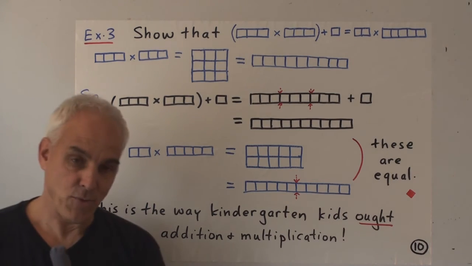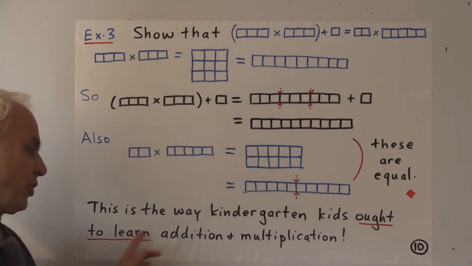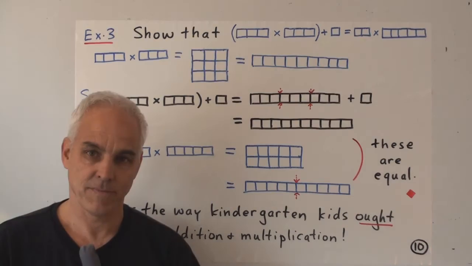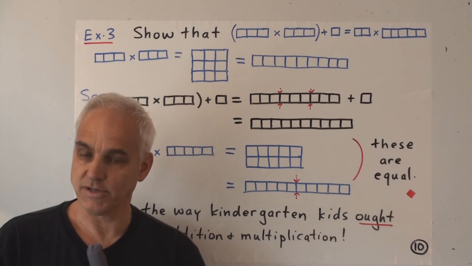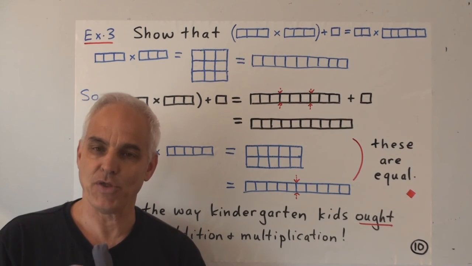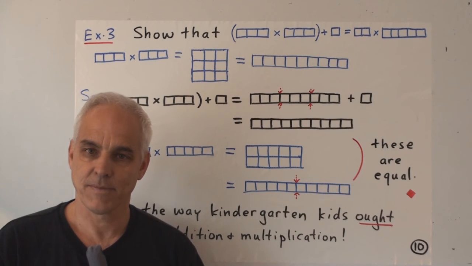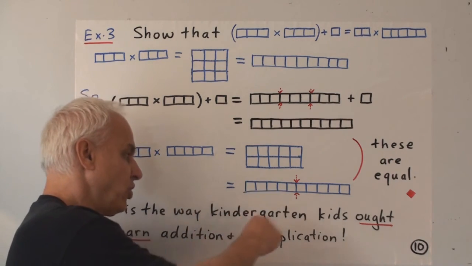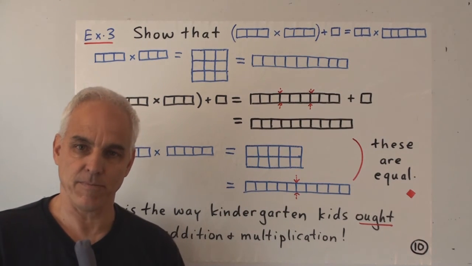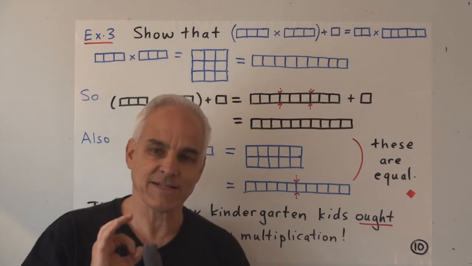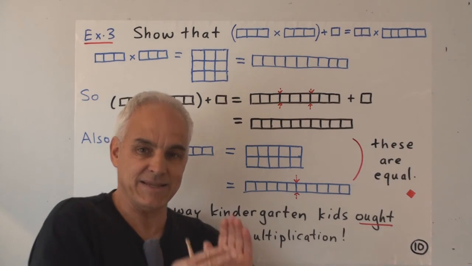Okay, I claim this is the way kindergarten kids ought to learn addition and multiplication. It's not so important, in my opinion, that the kids learn the Hindu-Arabic number system, that they learn the numbers 1, 2, 3, the symbols that we use for them. Because the problem with that is they start thinking of the numbers as being the symbols.